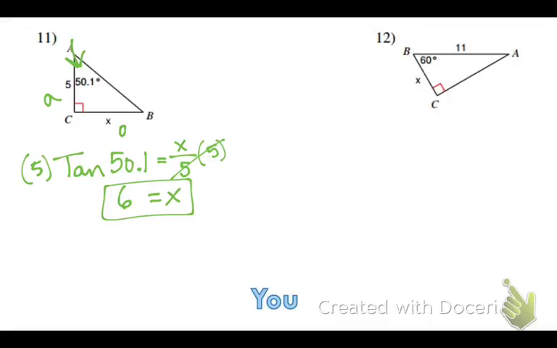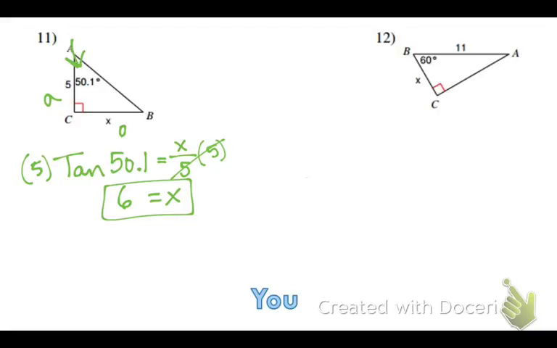If it looked like this instead, 5 over x, you can't multiply both sides by 5, or that would turn to 25 over x. That wouldn't help you solve for x. So 5 was the adjacent one, that's where I messed up.